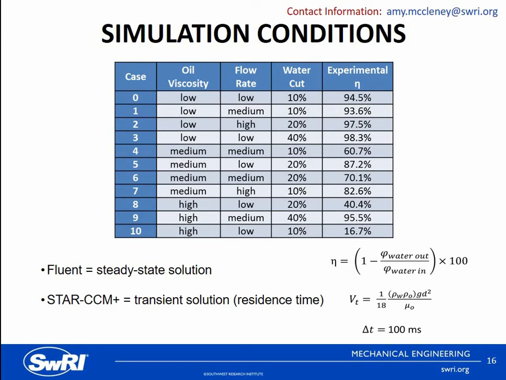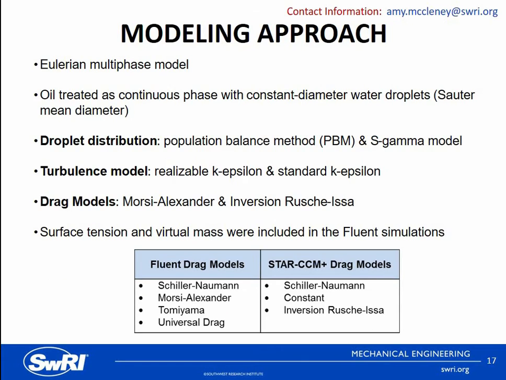Simulation case 0 in that table was used to perform sensitivity studies to select the most appropriate mesh resolution, droplet distribution model, turbulence model, and droplet drag model. So these were the modeling approaches that we chose for both solvers. Based on the best practices for liquid-liquid separator modeling and baseline simulations in both Fluent and STAR-CCM+, we chose to use the Eulerian multiphase model, where oil was treated as the primary continuous phase. The dispersed water droplet sizes varied between test conditions and were defined in the software to be uniformly distributed at the separator inlet.